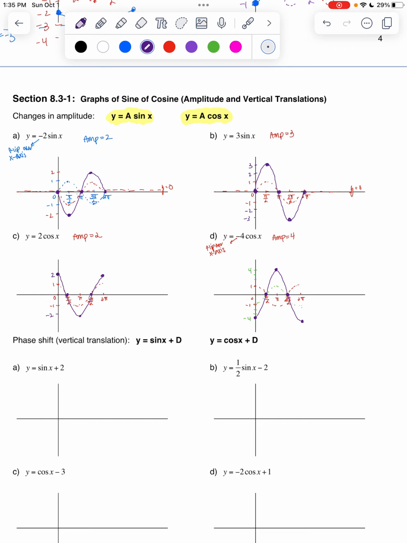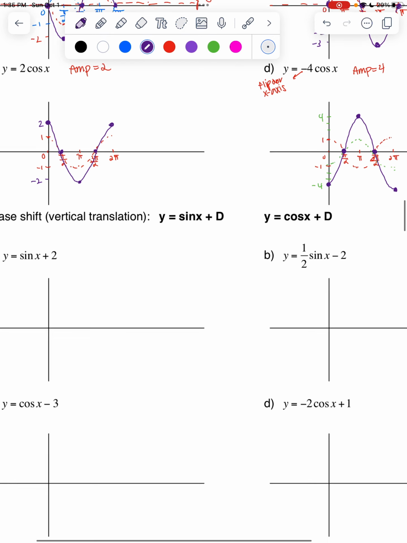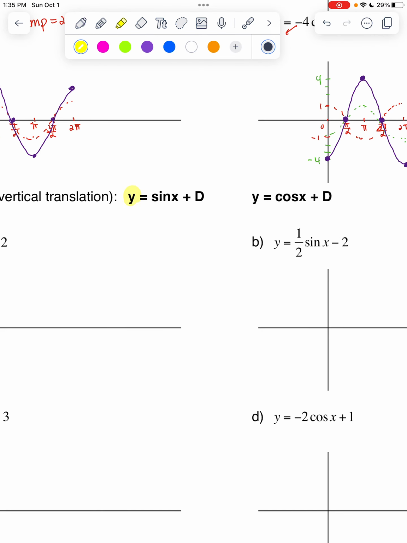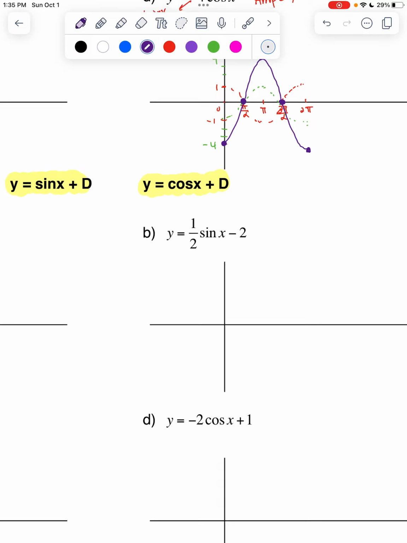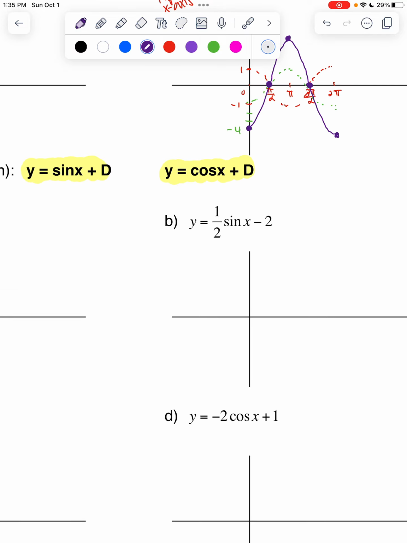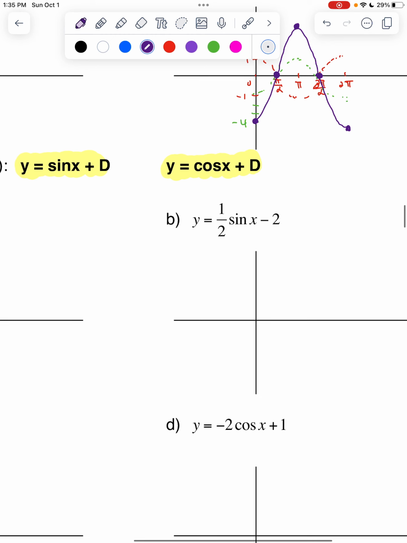The next section is dealing with vertical translation. When we're doing vertical translations, we're going to be looking at y is equal to sine of x plus d, and y is equal to cosine of x plus d as well. Now I think there was a little typo in the notes. d can also be subtraction. So when we're going up, we're going to be dealing with the addition operation. When we're going down, we're going to be dealing with subtraction. So this whole portion is just acting on our y-axis.